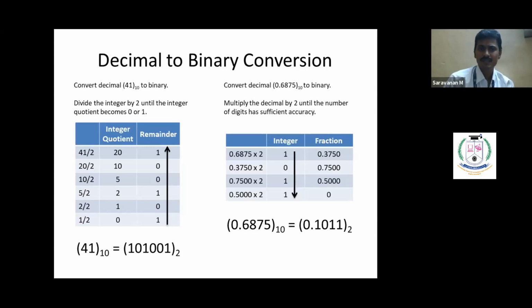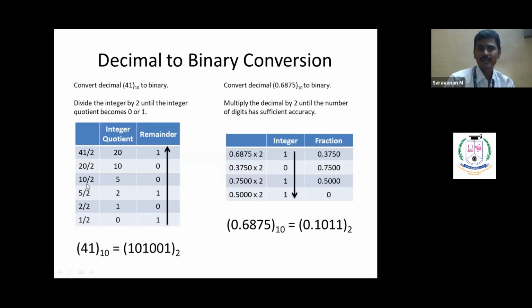The logic is very simple here. For decimal to binary, take your integer part and keep dividing by 2 until the quotient becomes 0. That is the procedure. If you take 41, 41 divided by 2 gives quotient 20 and the remainder is 1. Then take 20 divided by 2, so we get 10, remainder 0.